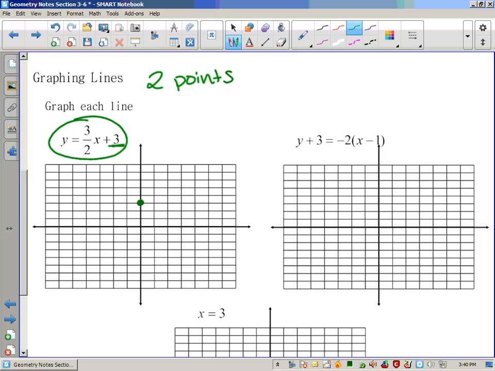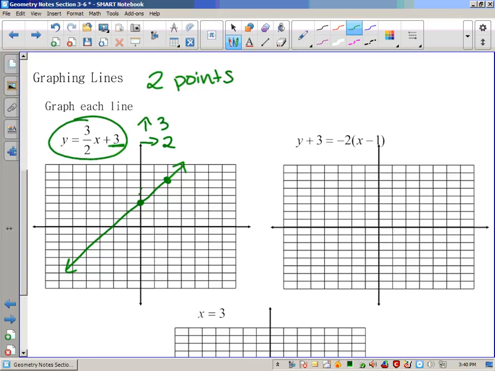Then to find my second point that I need to draw a line, I would use my slope. The slope is rise over run, so this would be up 3, to the right 2. So I'd go up 3 squares, right 2. So that would be my new point. And I can just draw my line. And that's it. So I've got 2 points.